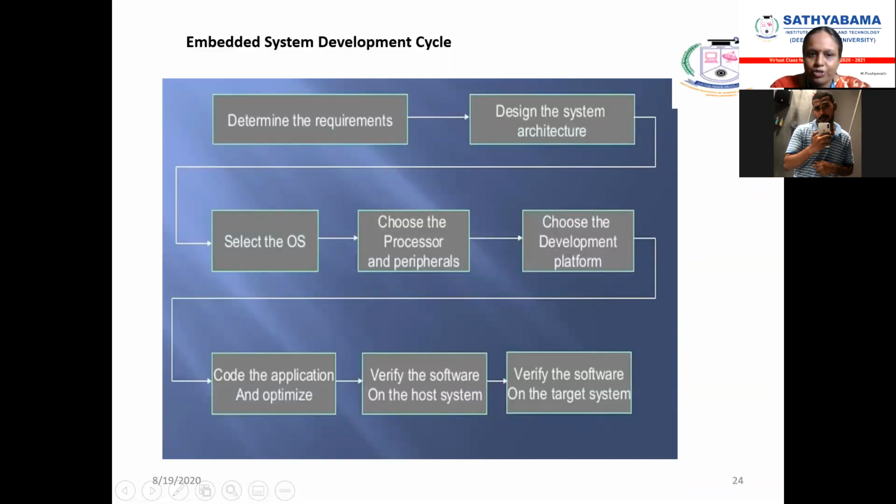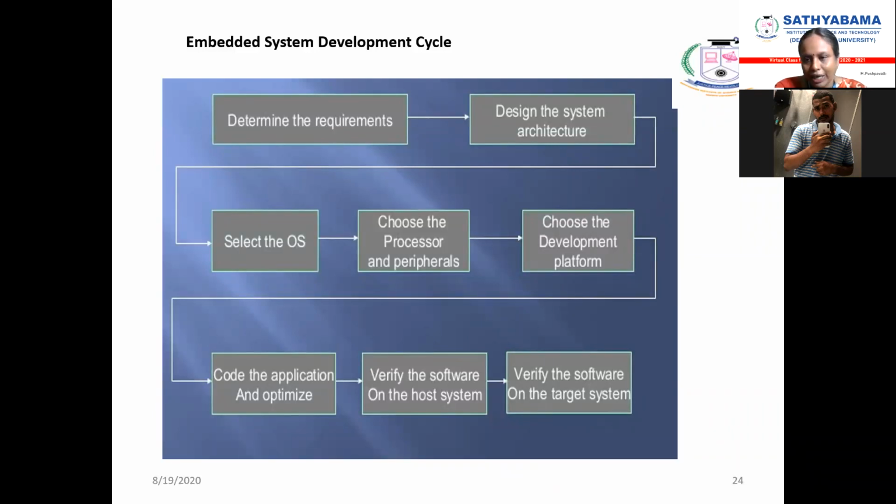Okay, students. So now we will see some examples in the embedded system development cycle. So this is the embedded system development cycle. Any embedded system application follows these steps to be developed. First, you have to determine the requirement. I told you last class itself, when you take any embedded system, you have to take the requirement.